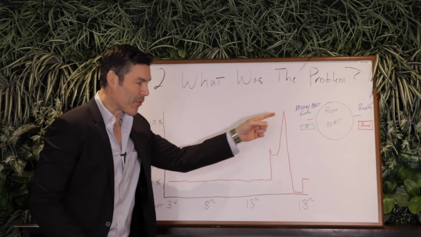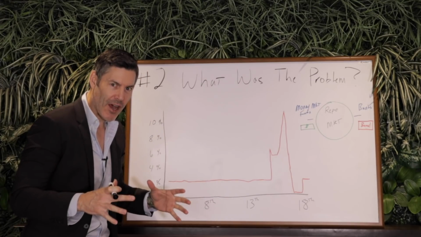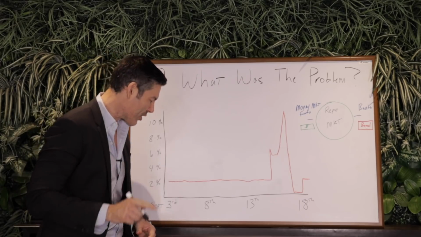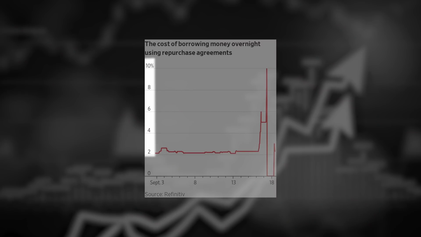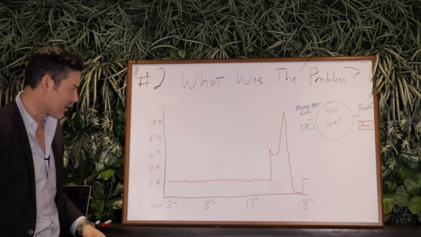What was the problem? How did all of this chaos regarding the repo market originate? Well, we've got a chart right here, and it goes from 2% up to 10%, and this is the amount of interest that the repo market is charging. That's the going rate, and this is an annual rate. We start here September 3rd, we go to September 18th.